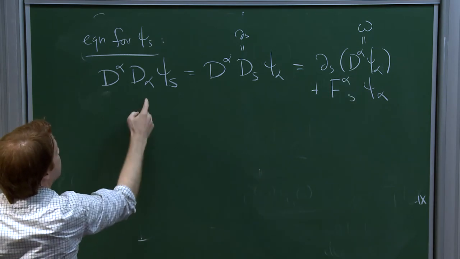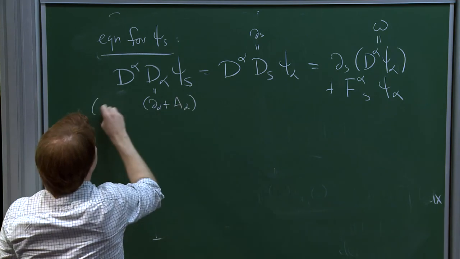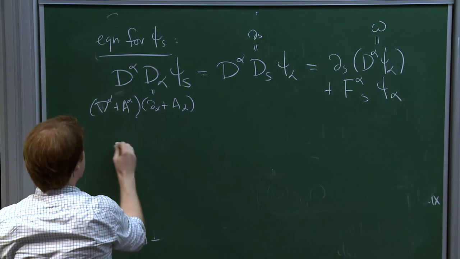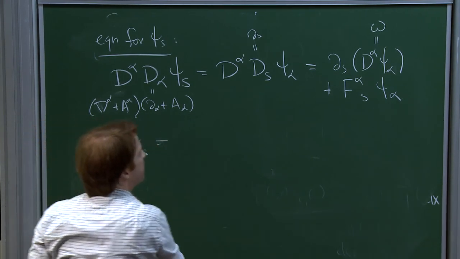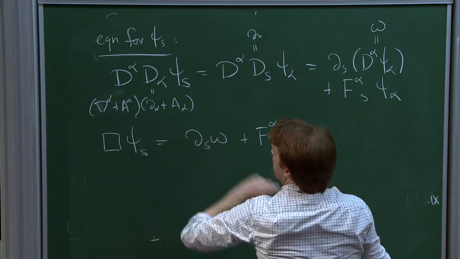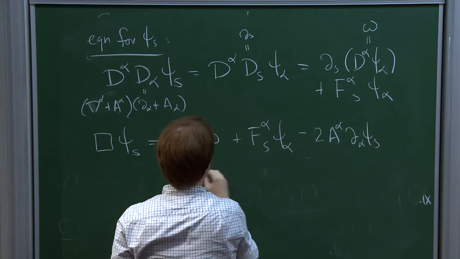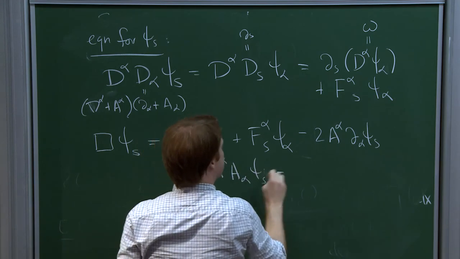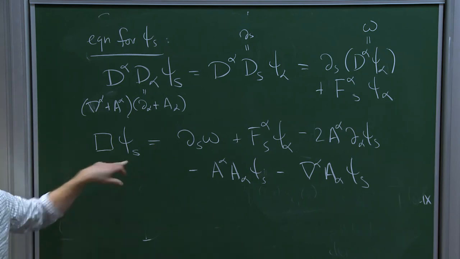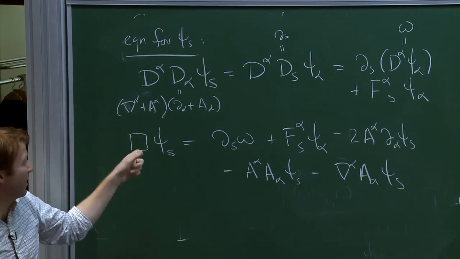And we can expand this left-hand side. So this is just the component psi s. So this first guy acts like D alpha plus A alpha times, now this is a tensor, but it would just act like this. So this becomes the scalar D alpha D^alpha psi s equal to partial_s w, plus F_{alpha s} psi alpha, and what we get by expanding this product here: minus 2 A alpha D alpha psi s, minus A alpha A^alpha psi s, minus nabla alpha psi s. Okay, so this becomes the main dynamic equation that we'll then estimate. This is now a scalar equation, and we can estimate it using Strichartz estimates for the scalar Laplacian, the scalar d'Alembertian on hyperbolic space.